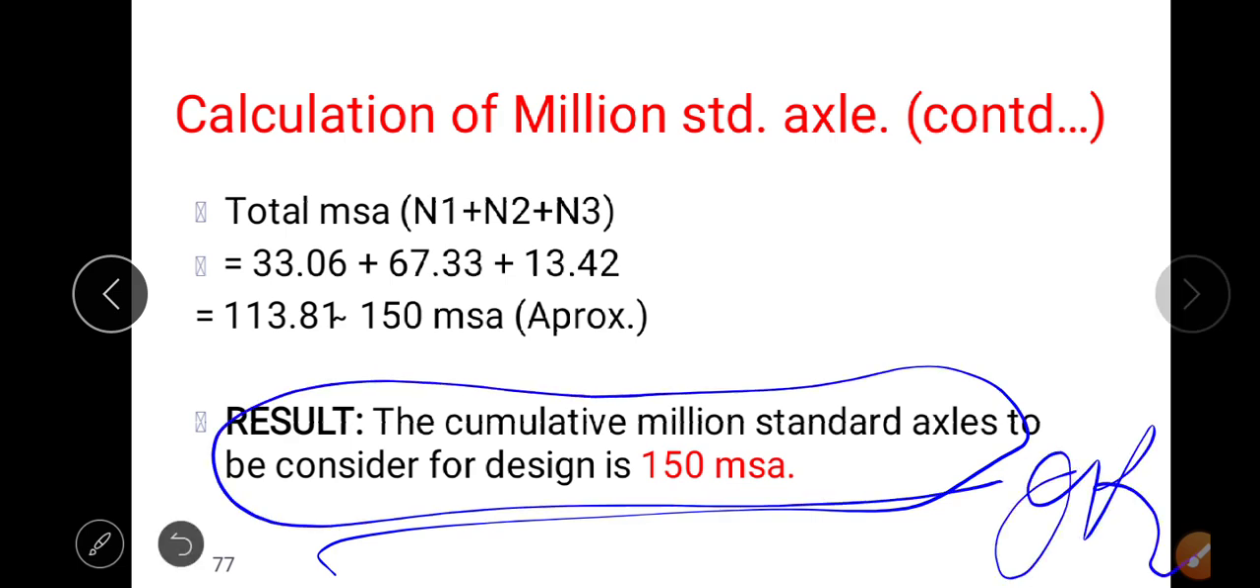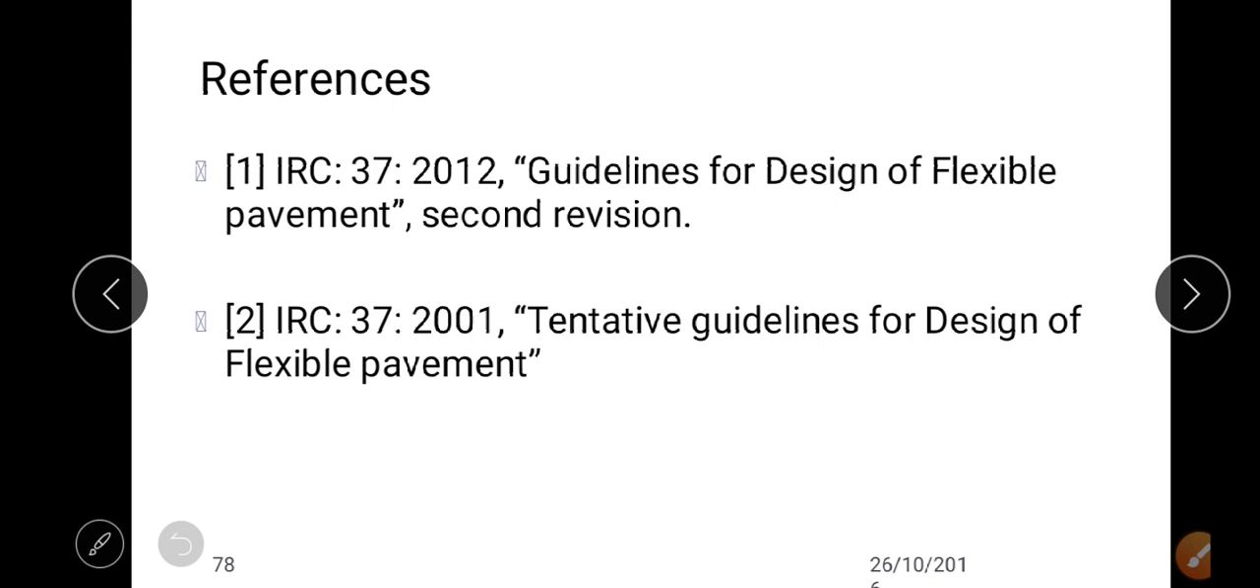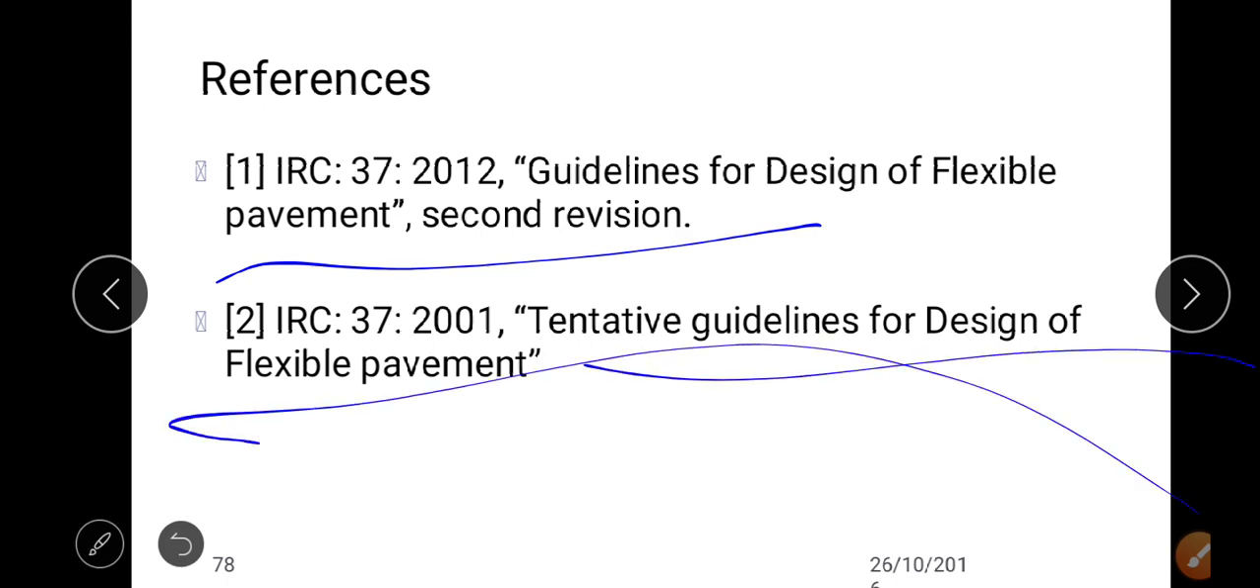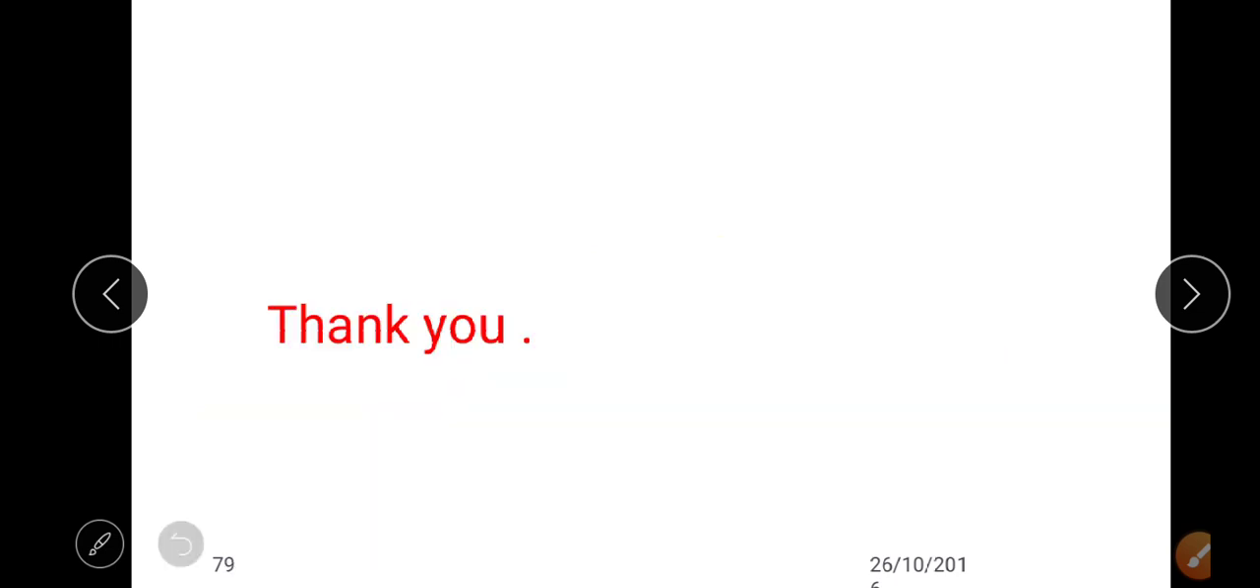Okay. References. IRC 37 2012 guidelines for design of flexible pavement, second revision. IRC 37 2001 tentative guidelines for design of flexible pavement. Based on that, all these calculations and theory part is done.